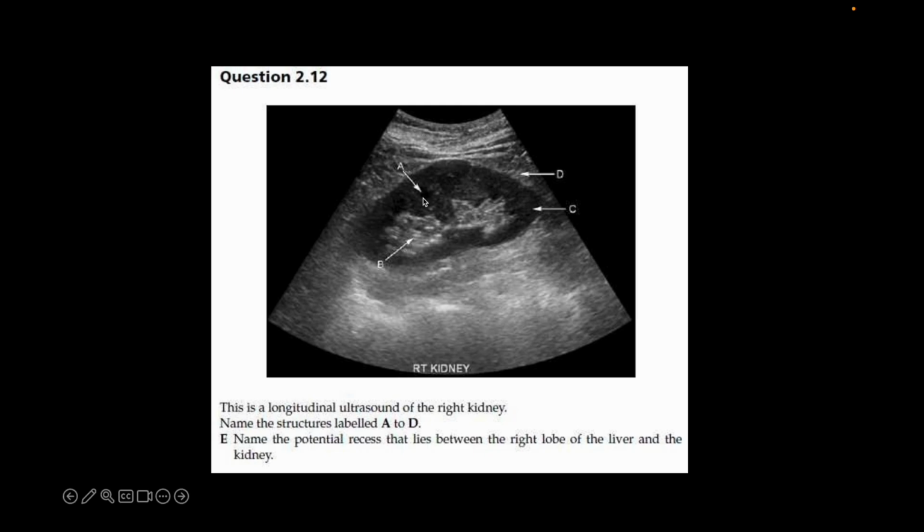A is a renal pyramid. C is the cortex. B is the sinus fat, renal sinus fat. And then D is the perirenal fat. This is a column of Bertin, and then it's the cortex coming more inside. The recess between the right lobe of the liver and the right kidney is Morrison's pouch. You sometimes look for fluid there in trauma settings when they do FAST scans in A&E.